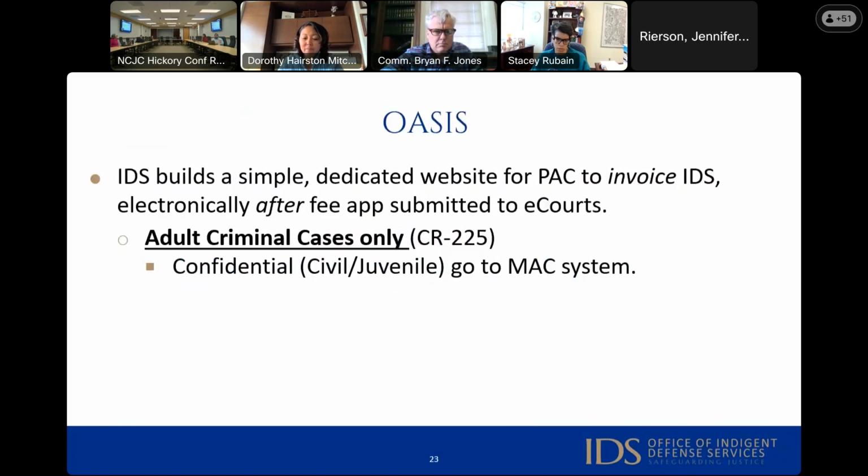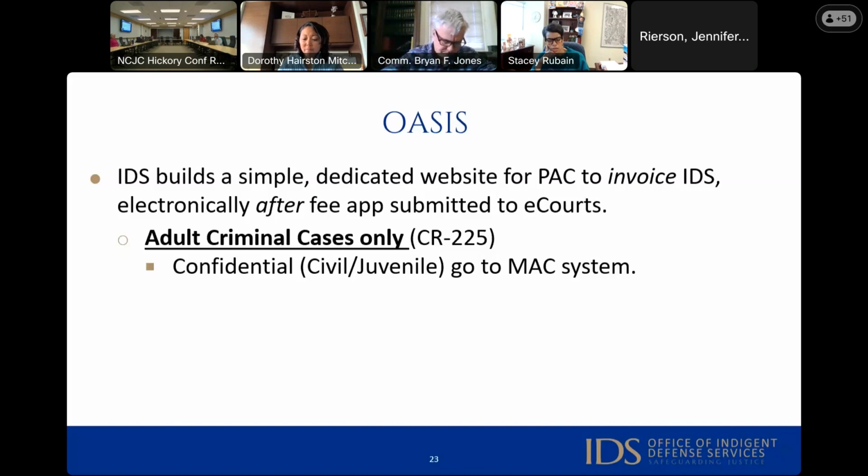Here's how it works. IDS builds a simple, dedicated website for PAC to electronically invoice IDS after their FIAP has been submitted to e-courts. There are some limits. For example, OASIS will be used only in adult criminal cases and only in e-courts counties. But those e-courts counties are growing rapidly.